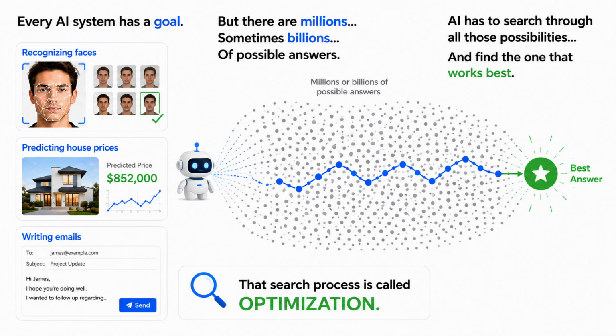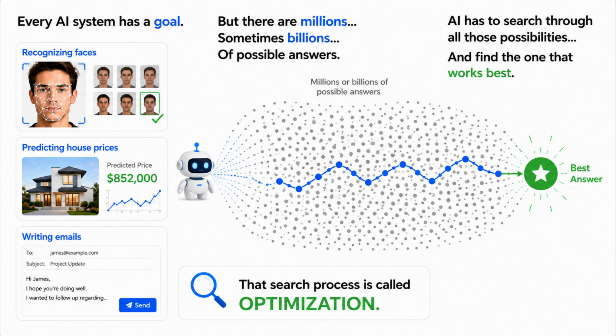You're packing for a week-long trip. You can't carry everything. So you choose only what gives the most value while taking the least space. That's optimization. You're trying to get the best result with the least effort. AI does exactly the same thing.